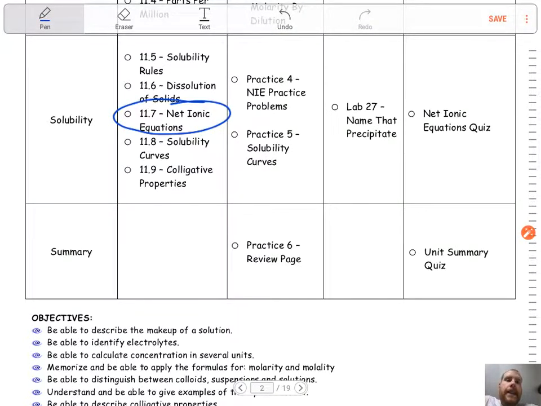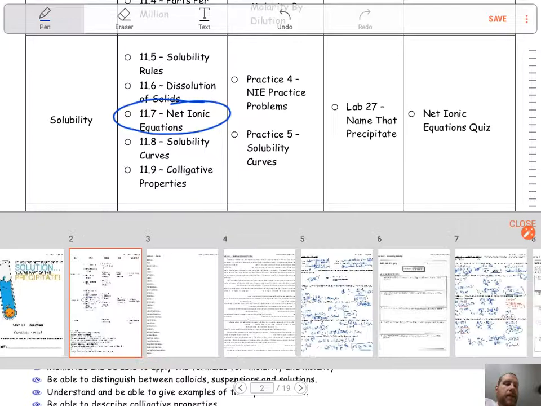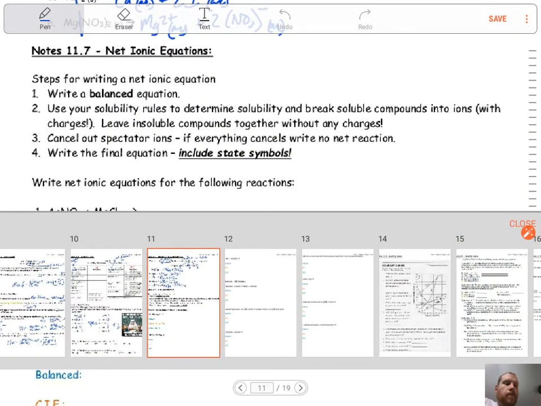Now we're going to take the last two videos and put them all together here in one big long process. This is Net Ionic Equations. We're going to jump right in back to page 11 where we left off with the last video. And I'm just going to tell you guys right now, this is a process.